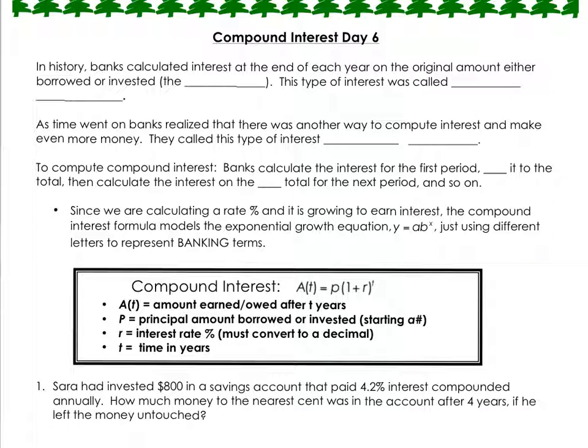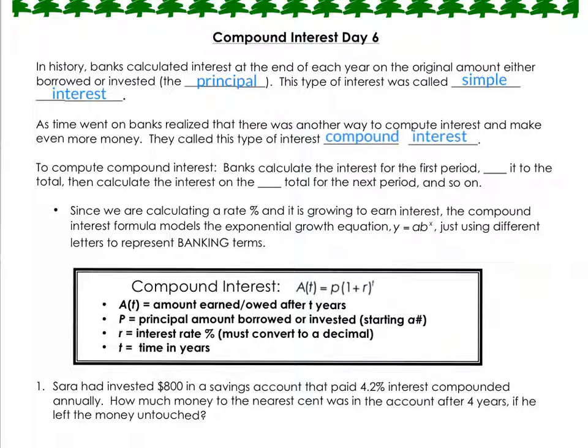So in history, banks collected interest at the end of each year on the original amount either borrowed or invested, and that was the principal. This type of interest was called simple interest. As time went on, banks realized that there was another way to compute interest and make even more money. They called this type of interest compounded interest.